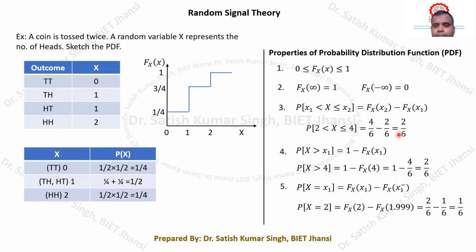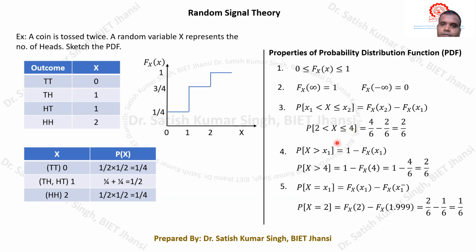So in the previous case, if you see the rolling dice experiment, let us suppose x1 is 2 and x2 is equal to 4. Let us suppose we want to calculate this particular probability in the rolling dice experiment. From this formula, first we need to calculate Fx(x2). So what is the probability that this random variable is less than or equal to 4?